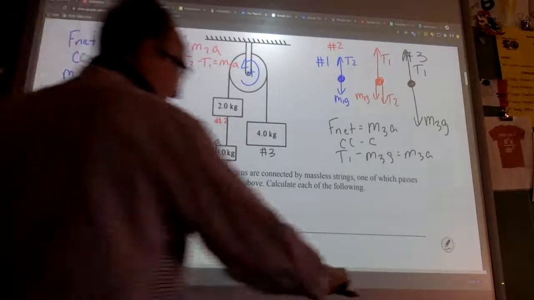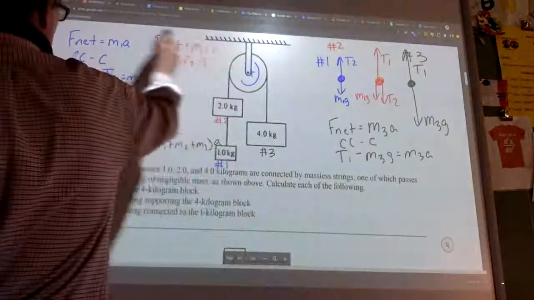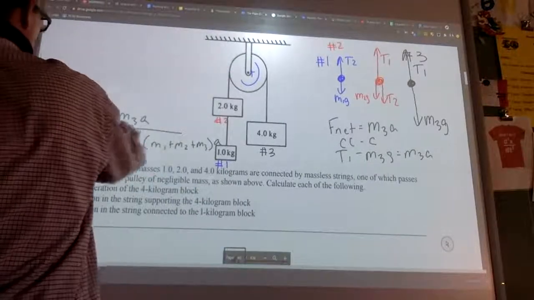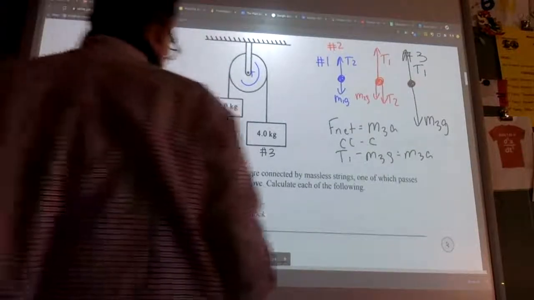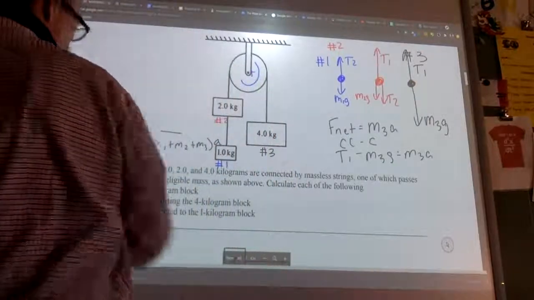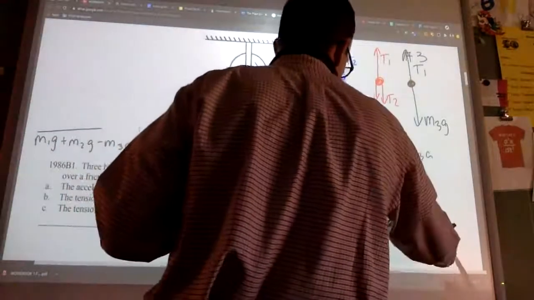All right, I'm going to erase a little bit of this so I have some room to work up here, because I'm not on the smart board, I'm just on the smart meter.